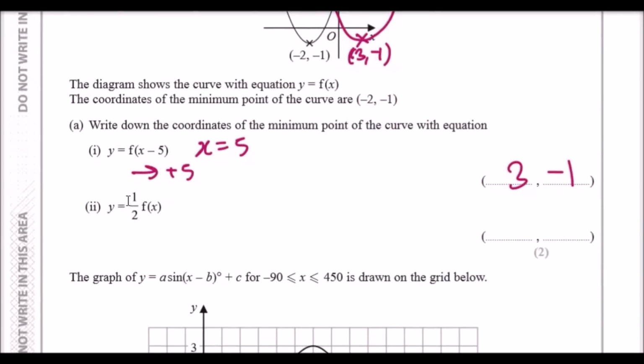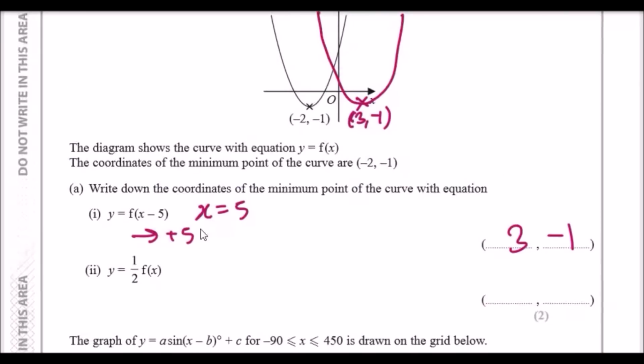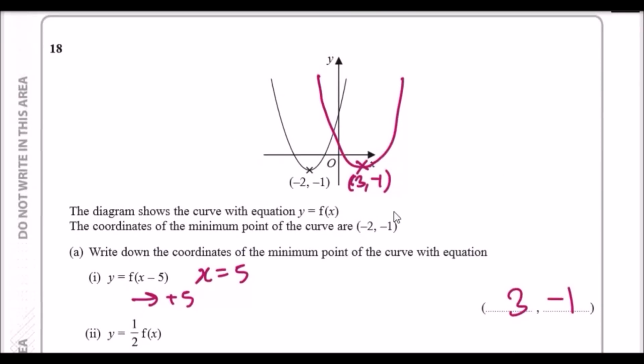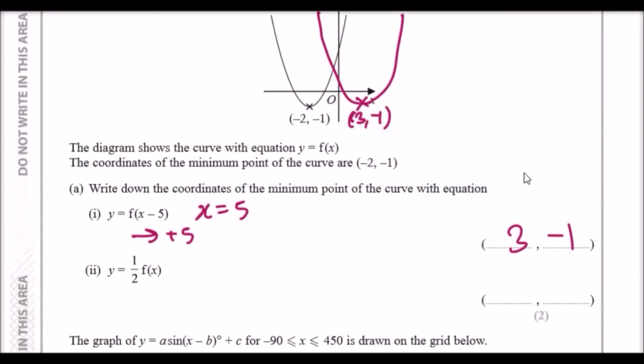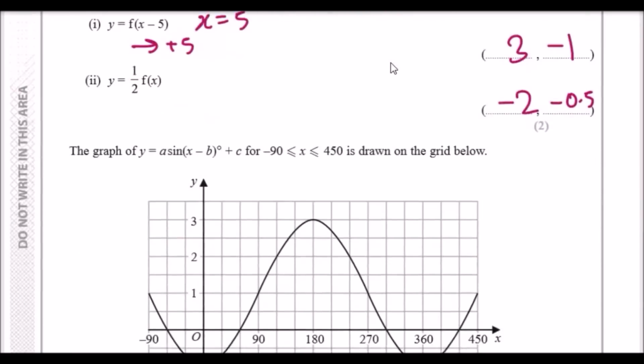Now this tells us to half the function. So in other words, we should half the y coordinates. So if you had -1, half of -1 is minus half, or minus 0.5. And of course, the x-axis does not change. Okay, so next bit now.